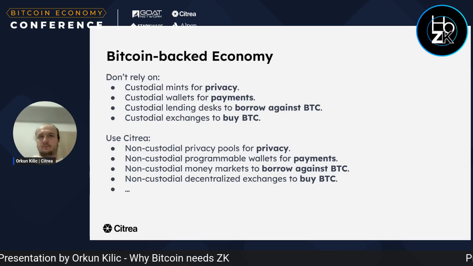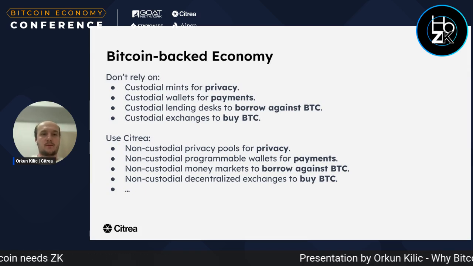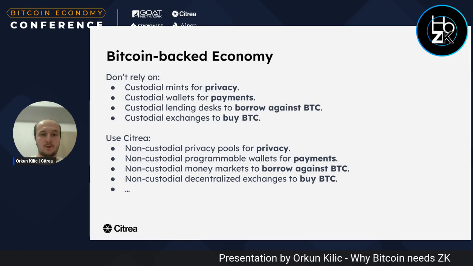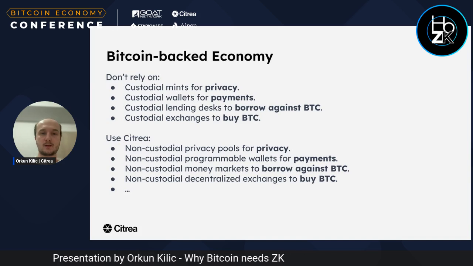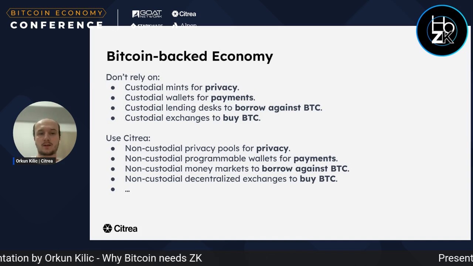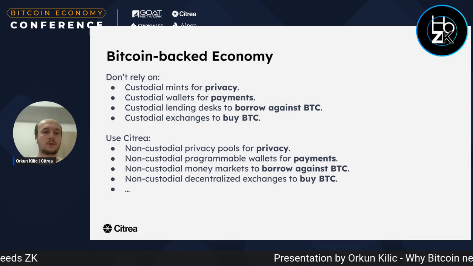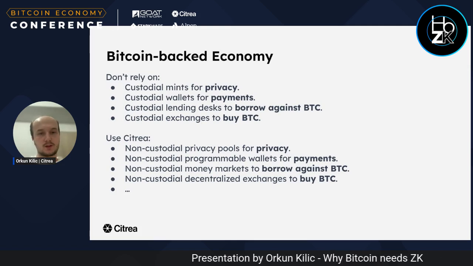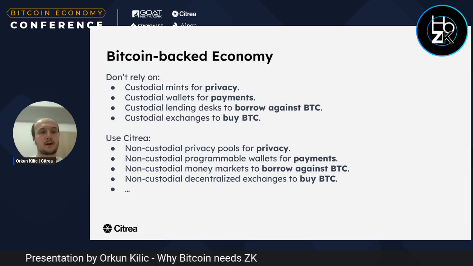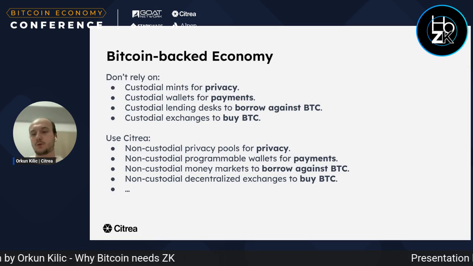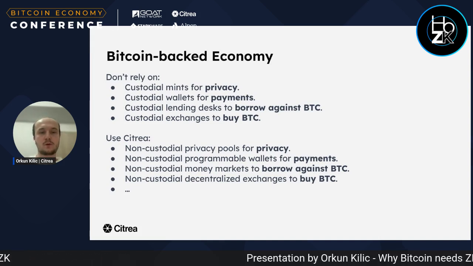So I will sum up, and what we are saying here is we want to have a Bitcoin-backed economy, and while doing that, we don't want to rely on custodial mixers for privacy, custodial vaults for payments. We don't want to go to a custodial lending desk to borrow against our Bitcoin, or we don't want to even use a custodial exchange to buy Bitcoin. With Citrea, we can actually do all of these in a non-custodial manner, and to me, this is the only thing that actually matters. We can have non-custodial pools for privacy.